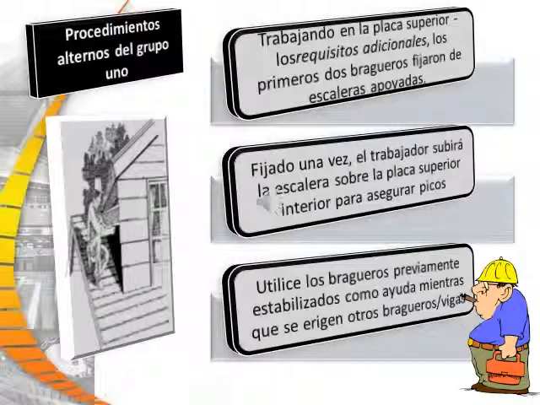When working on the top plate, there are additional requirements. First, two trusses are set from supported ladders. Once set, the worker will climb the ladder onto the interior top plate to secure the peaks. He will use previously stabilized trusses as support while the other trusses are being erected.